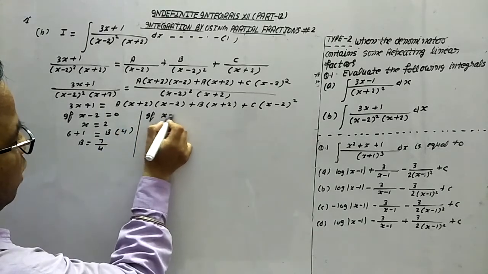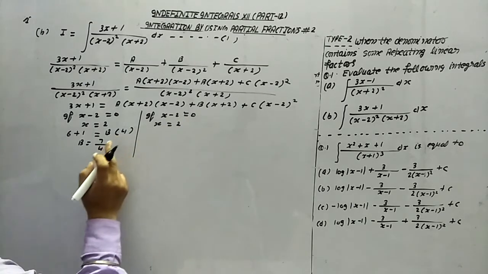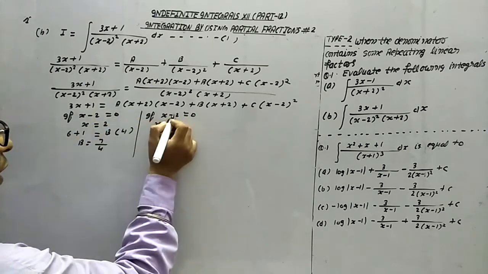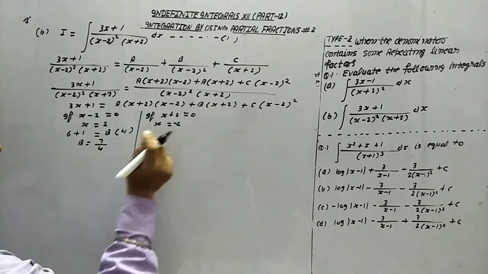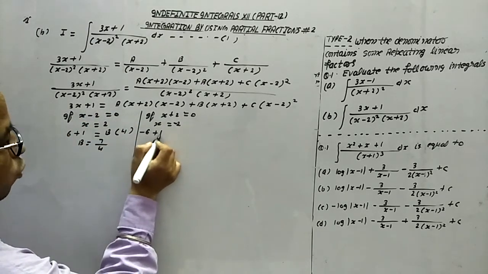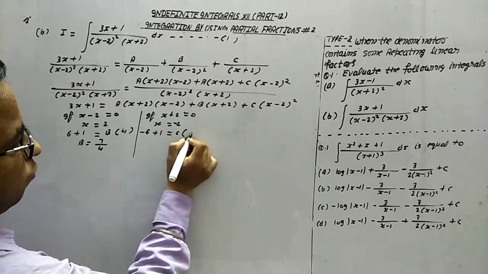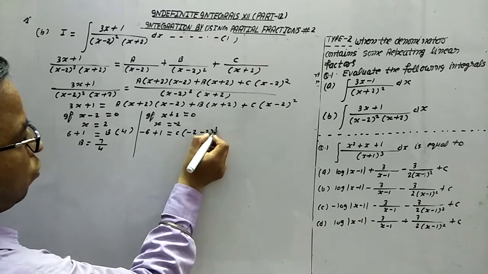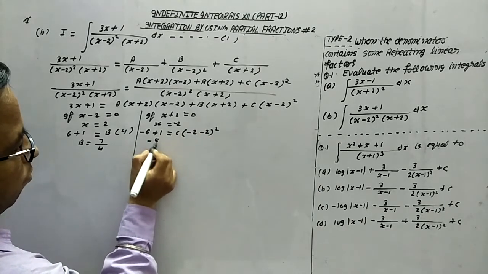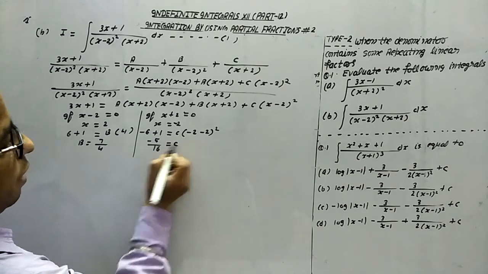Now because we have already taken x plus 2 equal to 0, x is equal to minus 2. It means minus 6 plus 1. This is 0, this is 0. It means c into (minus 2) whole square. It means this becomes minus 5 upon 16, and this is c.